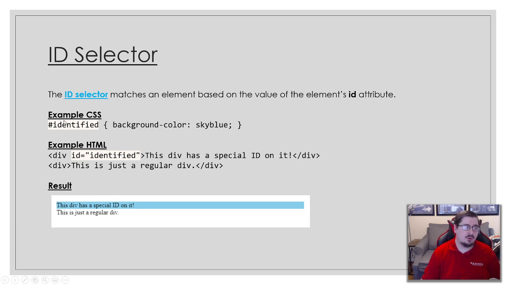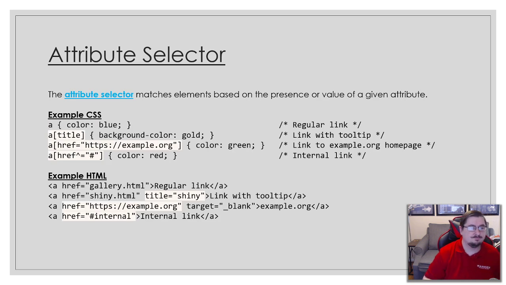Okay, so if I want to create a selector for an ID, rather than starting with a dot, I start it with this hash. So hash identified, give it a background color of blue. So type selectors don't have any sort of prefix. They're just the name of the tag. Dot is class, starts with a dot, and your ID selectors start with a hash.